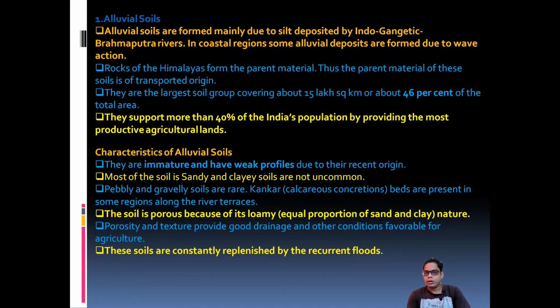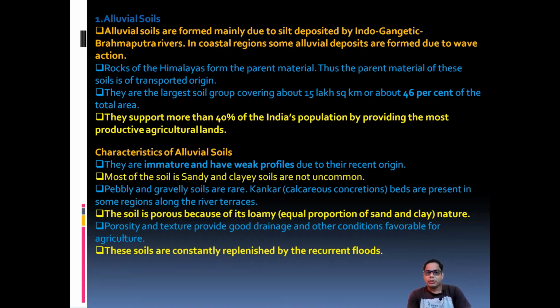So this is called ex situ soil, on the basis of ex situ and in situ soil. Soil that is weathered and deposited in the same place is called in situ soil, and when it is transported to another place and deposited, that is called ex situ soil. This is the largest soil group, covering about 15 lakh square kilometers, that is 40% of the total area of the country. So this soil you have to memorize. It supports more than 40% of the Indian population by providing most of the production on agricultural land.